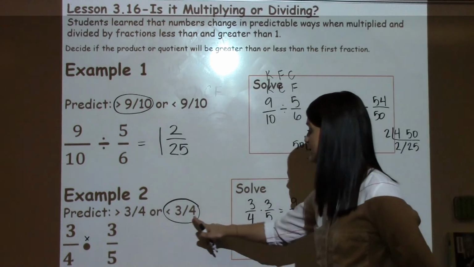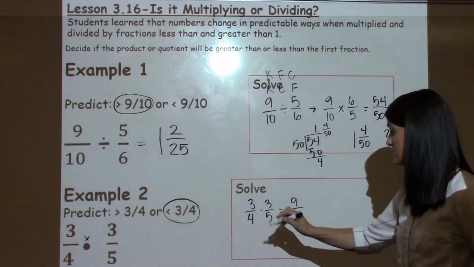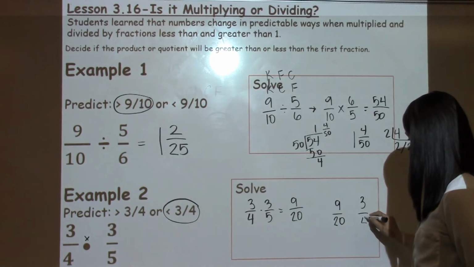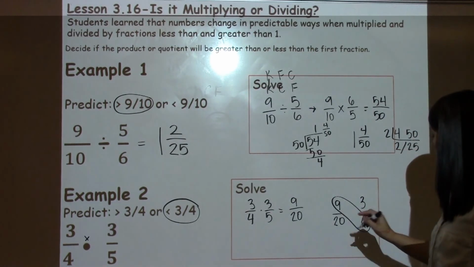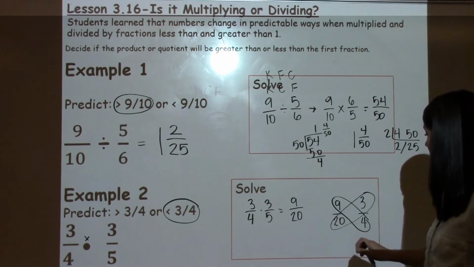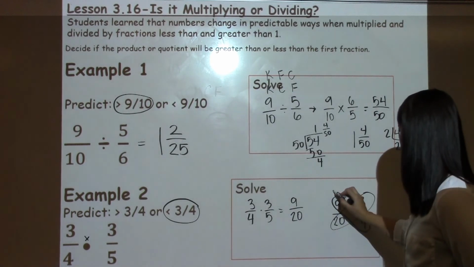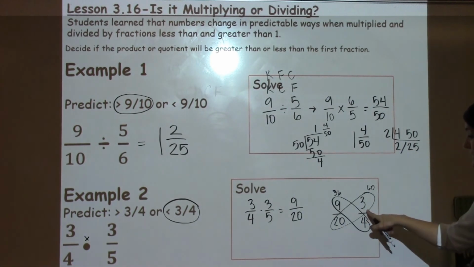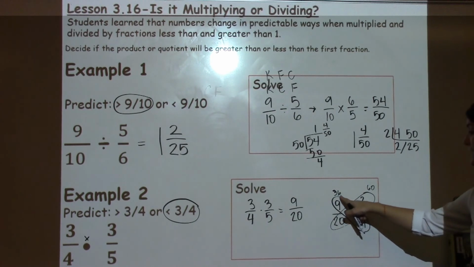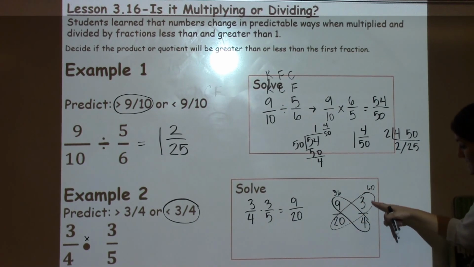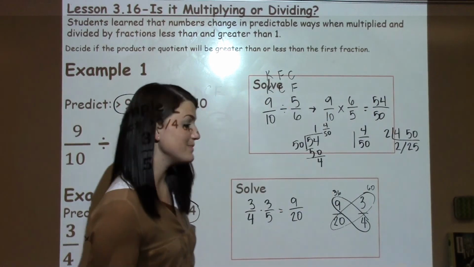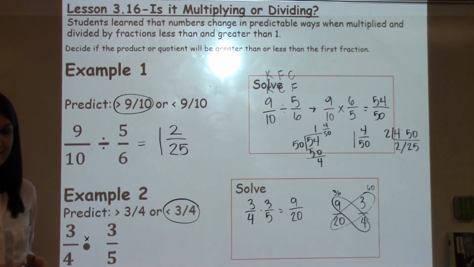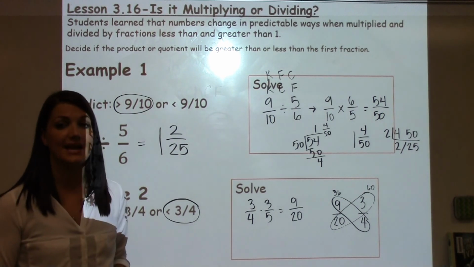Now to decide if my prediction was correct and this is actually smaller than 3/4, I could use the butterfly method to decide. I'm going to use my two wings and my butterfly to connect one numerator and the opposite denominator and then multiply them, writing the answer at the top. When I multiply 3 times 20, I get 60. When I multiply 4 times 9, I get 36. 60 is bigger, which means that 3/4 is also bigger, which means 9/20 was smaller than 3/4, and my prediction was correct. Multiplying two fractions does actually make things smaller.